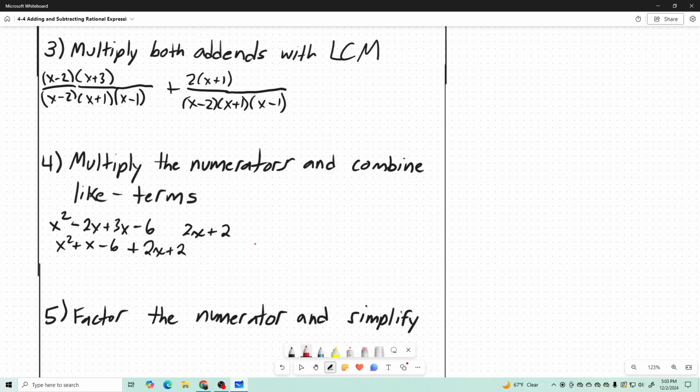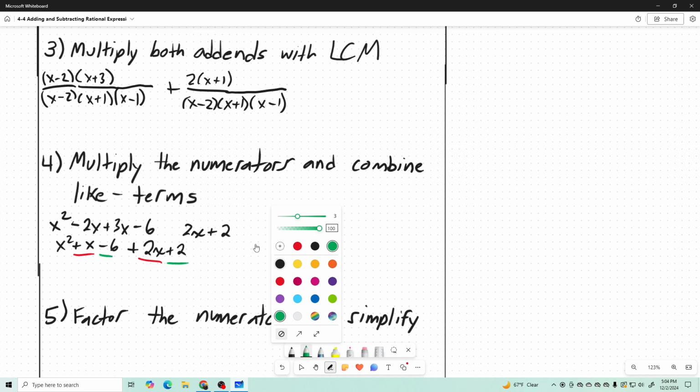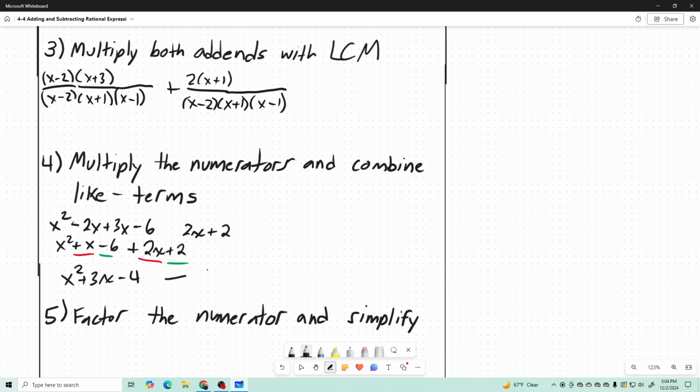So I see here I have an x and a 2x. And then I see here that I have a negative 6 and a positive 2. So let's combine all those. So I have x squared plus 3x minus 4. Hooray. Okay. So this is just our numerator.